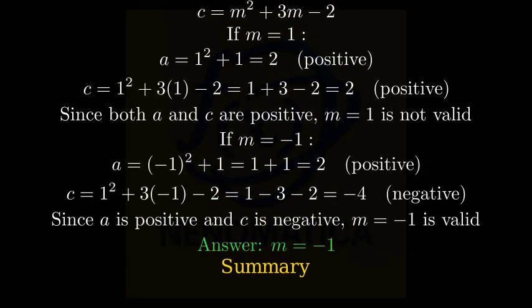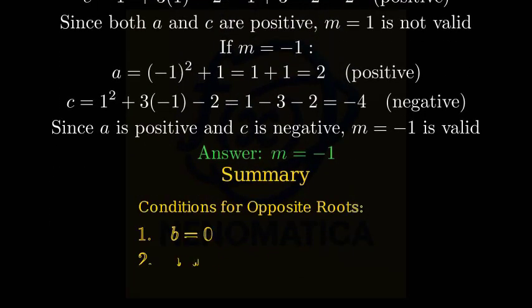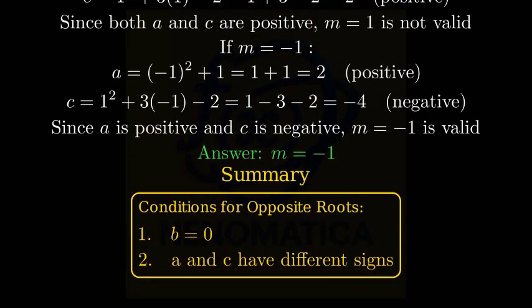Let's summarize what we've learned about quadratic equations with opposite roots. The condition for a quadratic equation, ax squared plus bx plus c equals 0, to have opposite roots is, first, b must equal 0. Second, a and c must have different signs.